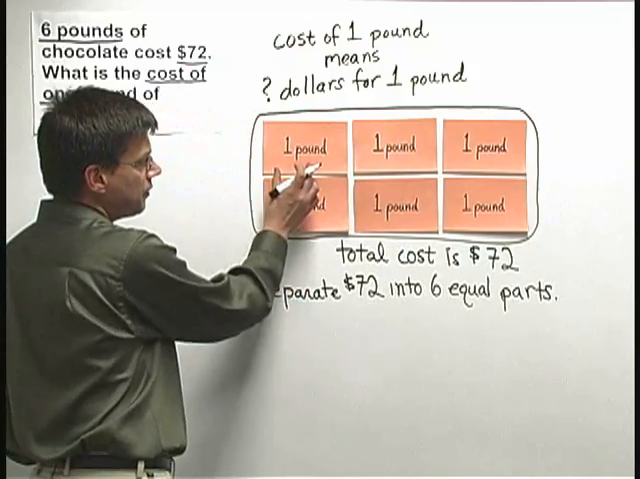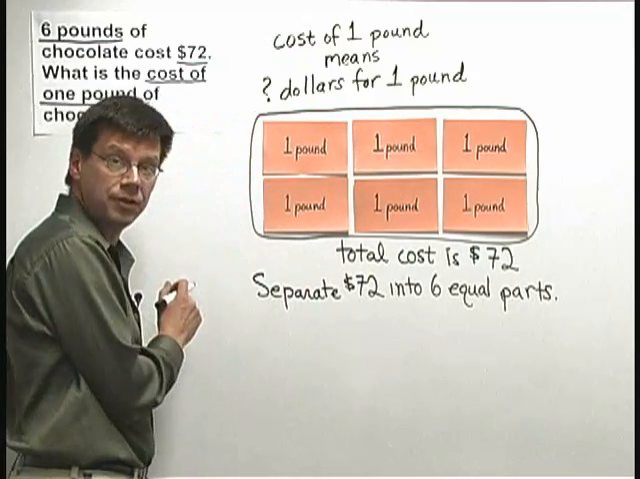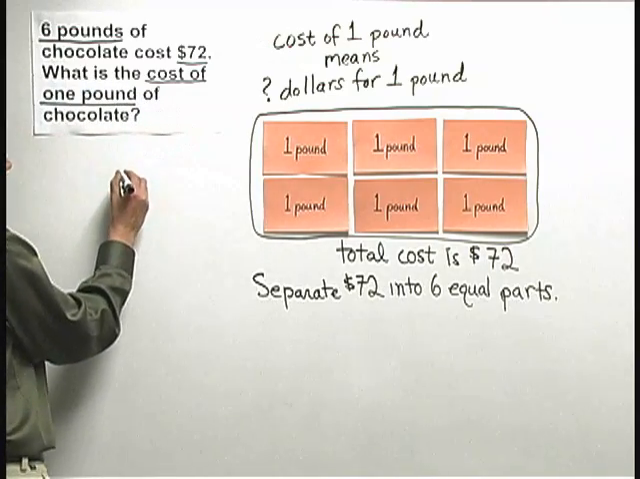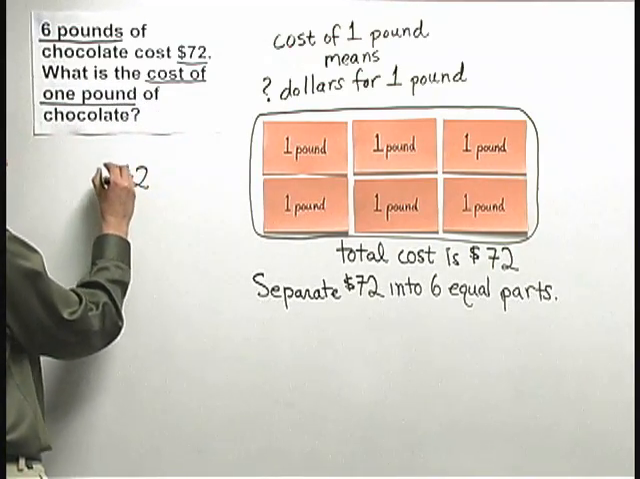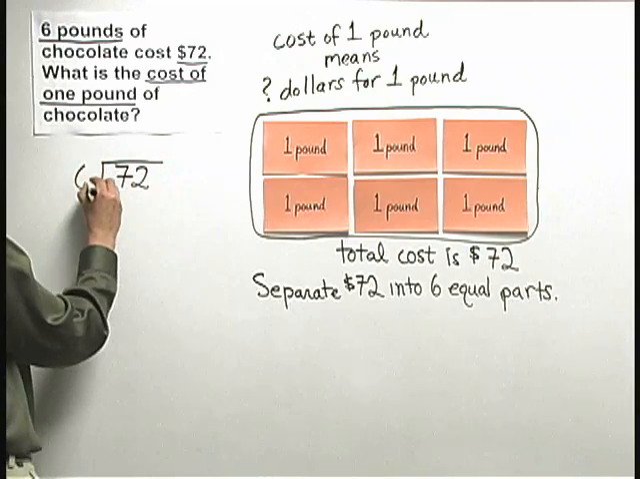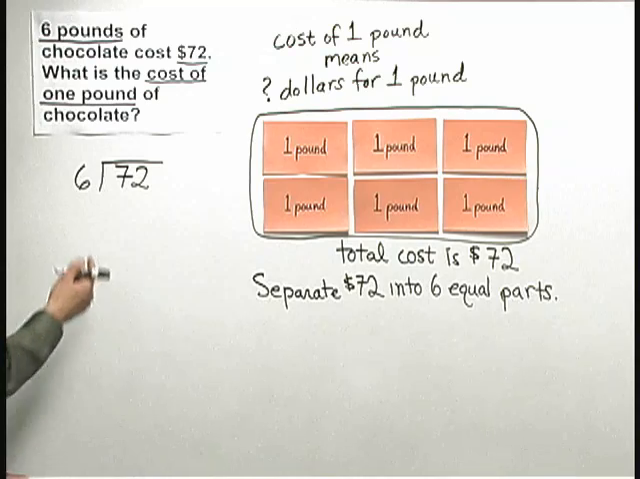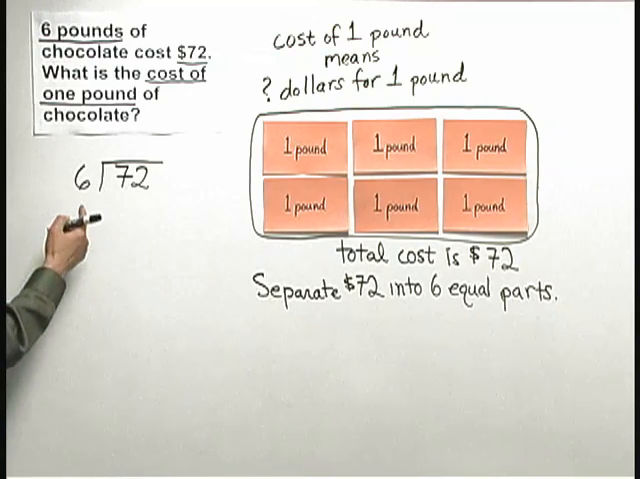Well, because we want to separate $72 into 6 parts, we want to divide. We want to take $72 and divide by 6. That's exactly what division means. Let's go through the division here.